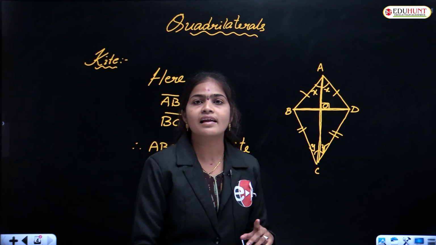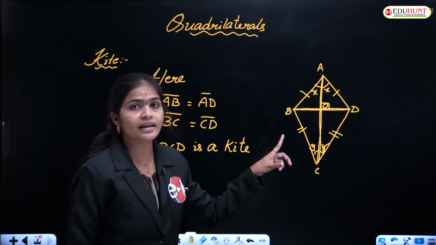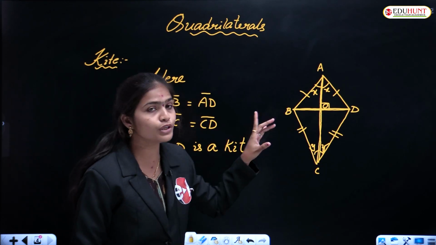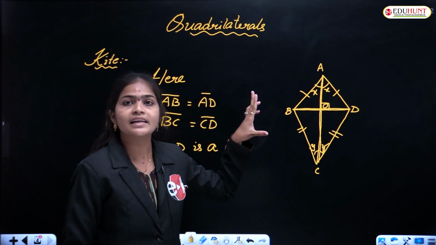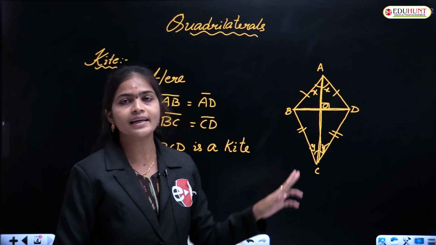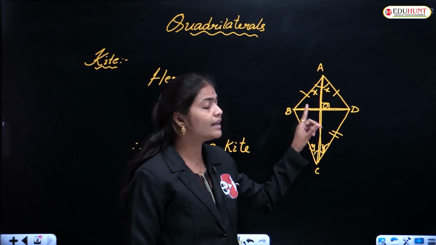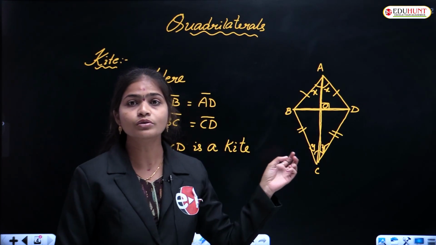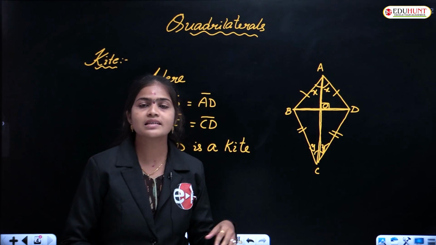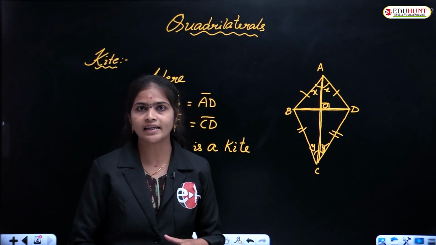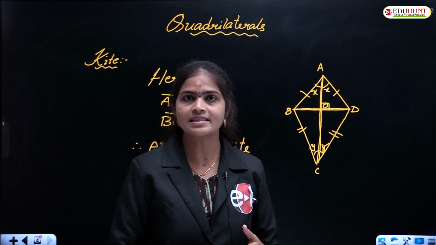Is it clear? And the last property: at least one of the diagonals of a kite divides it into two congruent triangles. Is it clear, children? So this is that special kind of quadrilateral. So up to here, the classification of quadrilaterals is completed.